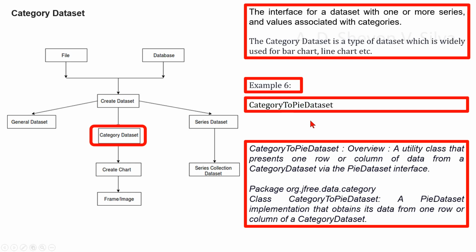Now we are considering an overview in CategoryToPieDataset, a utility class that represents one row or column of data from CategoryDataset via the PieDataset interface. The class CategoryToPieDataset in package org.jfree.data.category. A PieDataset implementation that obtains its data from one row or column of a CategoryDataset.